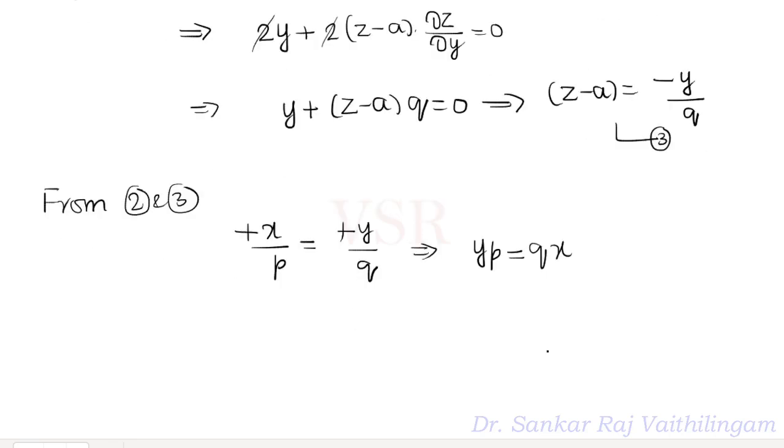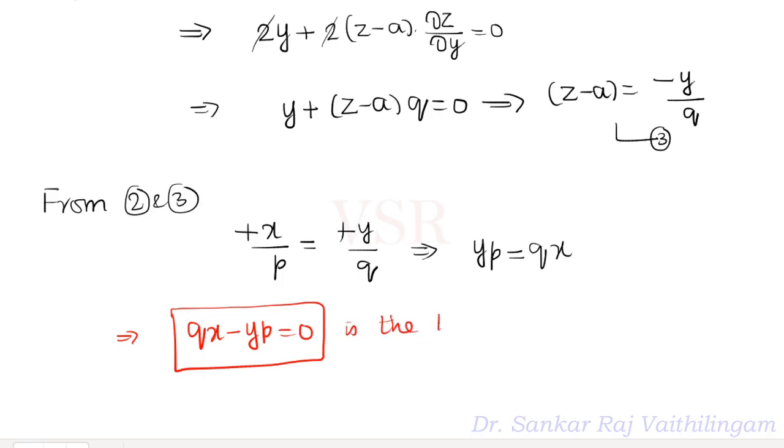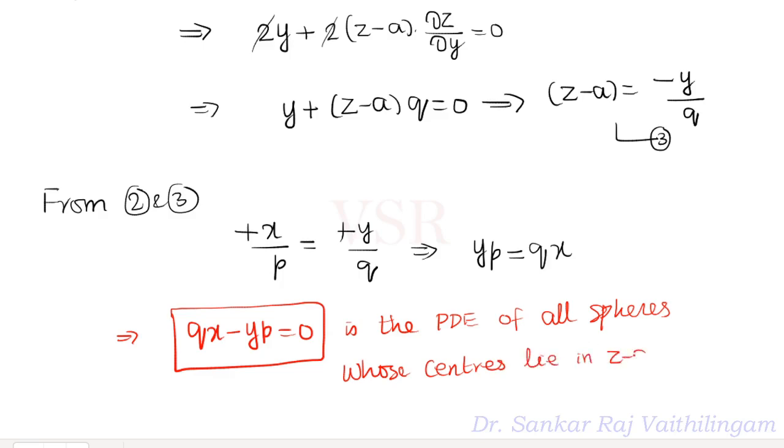Upon this equal the PDE is, that is, this implies that q times x minus y times p which is equal to 0 is the PDE of all spheres whose centers lie in z axis. Okay. So that is the answer.